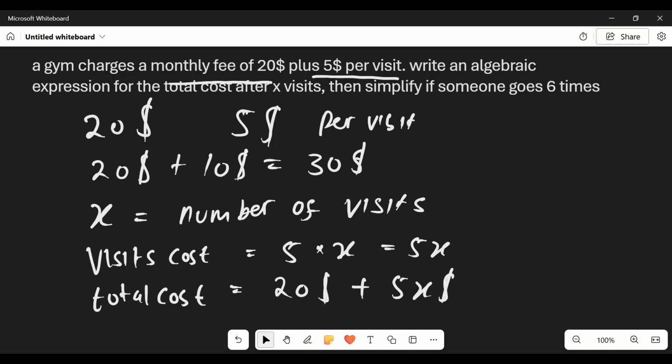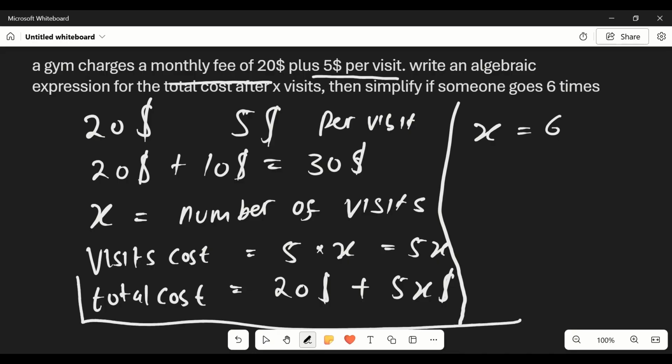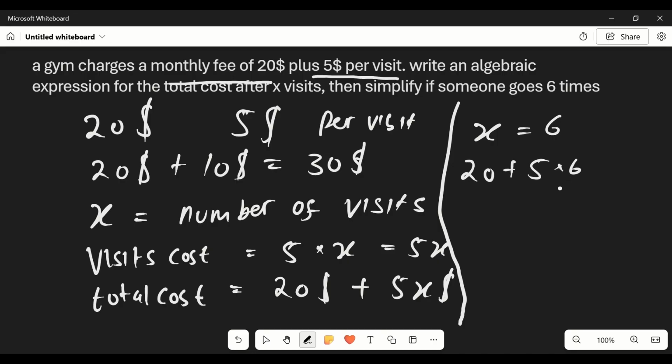That's our algebraic expression. Now let's say you went 6 times. That means X is 6. So we put X into the expression. Then we get the total cost is 20 plus 5 times 6. We must pay 20 plus 30, or $50.